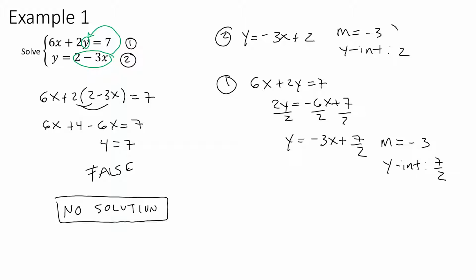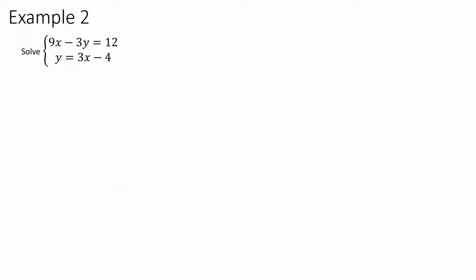So this confirms that the two lines are in fact parallel lines. They have the same slope, but their y-intercepts are not the same, so they're not the same line. Therefore, no solution. Example 2, we're going to solve this system of linear equations.